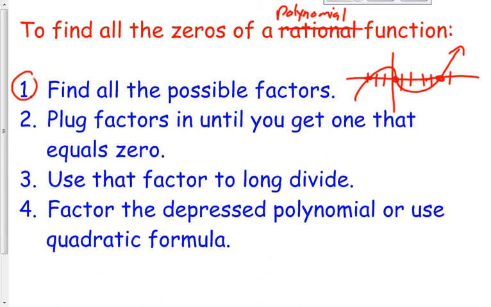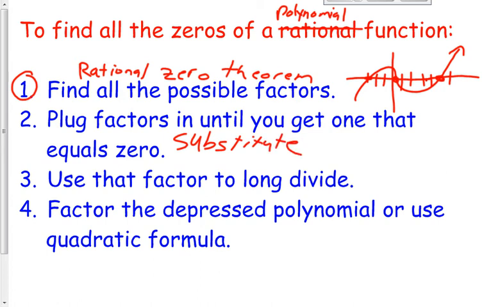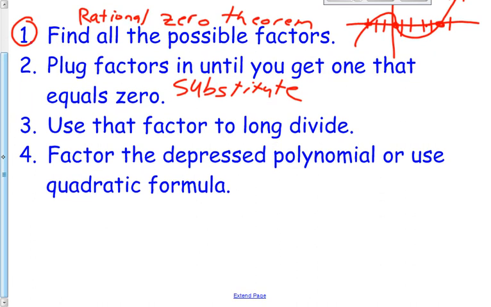We're going to use these steps. We're first going to find all the possible factors. We're going to use the rational zero theorem. We did that in yesterday's video lesson. And then we're going to plug in factors until you get one that equals 0. What we're going to do here is basically just substitute a factor in there. And then we're going to use that factor to long divide. We did that two video lessons ago, long division. And then we're going to factor that depressed polynomial or use the quadratic formula. So these are the 4 steps that we're going to take on every single one of these problems for today.